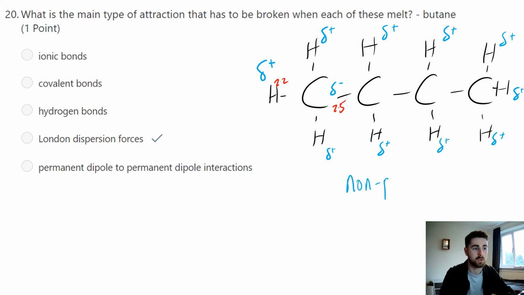Once you've established that the molecule is non-polar, and that the dipoles have cancelled out, we can eliminate some of the answers. It's not going to be ionic, of course. It's not going to be covalent because we don't break covalent bonds when you melt a covalent substance. It's not hydrogen bonds because we don't have OH, NH or FH groups, and it's not permanent dipole to permanent dipole because that only exists between polar molecules, and we have a non-polar molecule, so it's London dispersion forces.